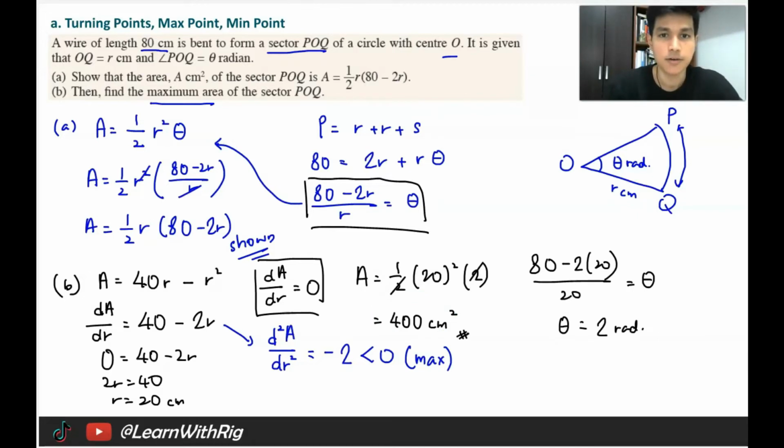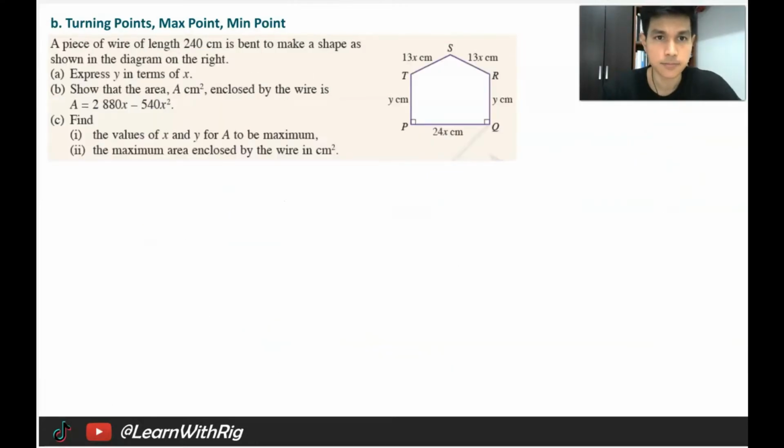Okay? Alright, next. A piece of wire of length 240 is bent to make a shape as shown in the diagram on the right. So this one here is, in other words, perimeter. Because why? 240 is bent to form this shape. So this one is the perimeter. Express y in terms of x.